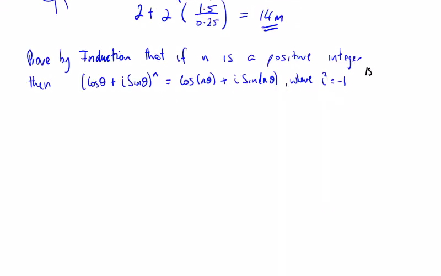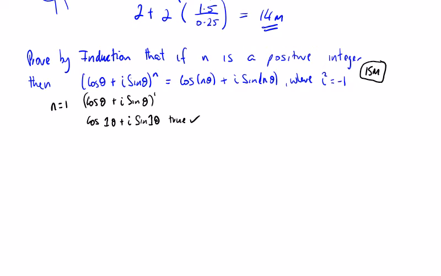So proof by induction, 15 marks. De Moivre's proof, another recommendation to be ready for in the 2020 exam. So proof by induction, we show it's true for n is equal to 1. So we're going to get cos theta plus i sin theta to the power of 1, which is equal to cos of 1 theta plus i sin 1 theta, which is true. Assume true for n equal to k.